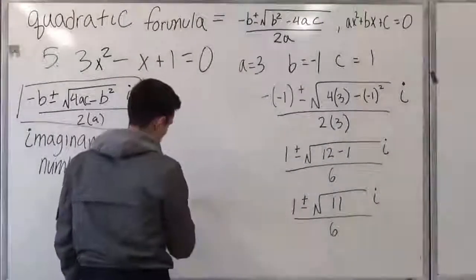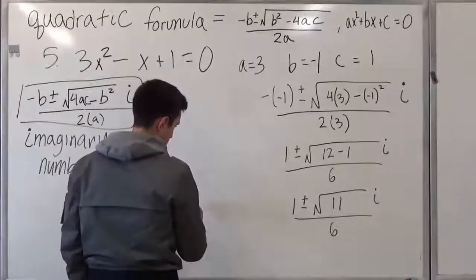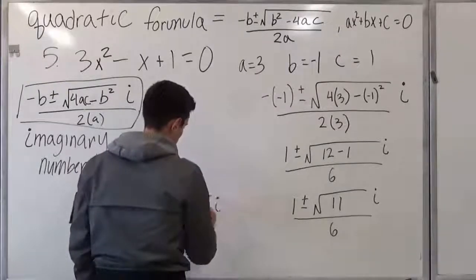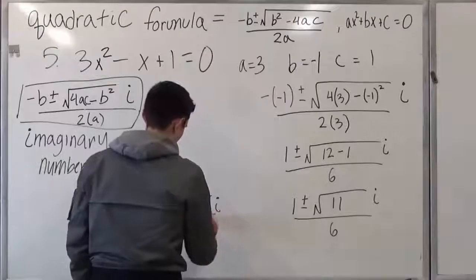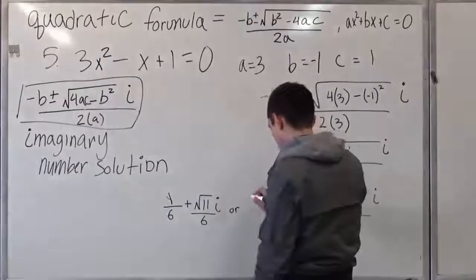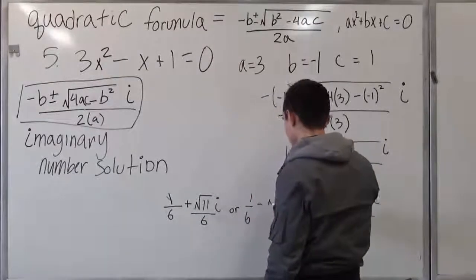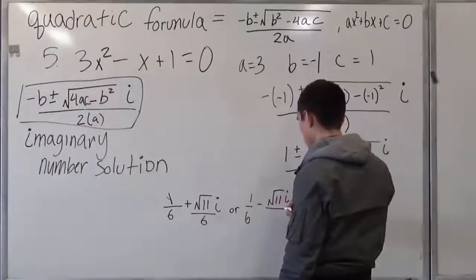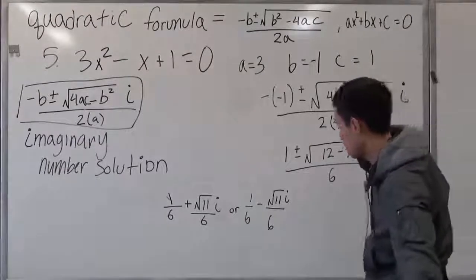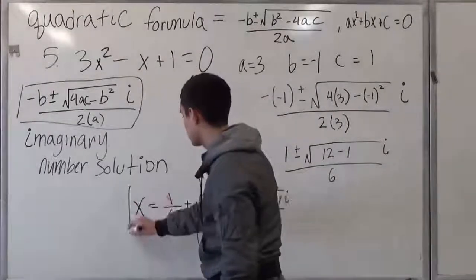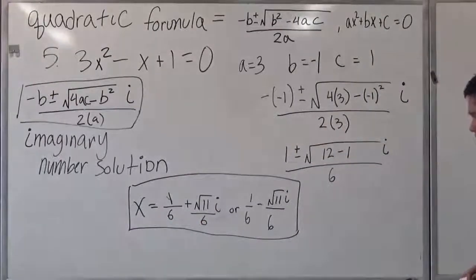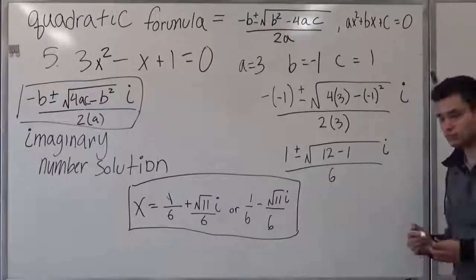So in terms, this just means 1 over 6 plus radical 11 times i over 6, or 1 over 6 minus radical 11 times i over 6. In simpler terms, you could just add the x, and this would be the imaginary number solution if you were trying to find it this way. Thank you.